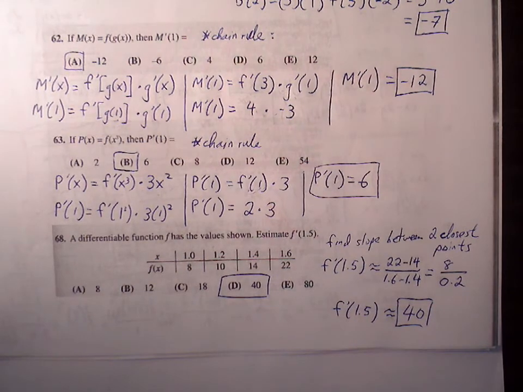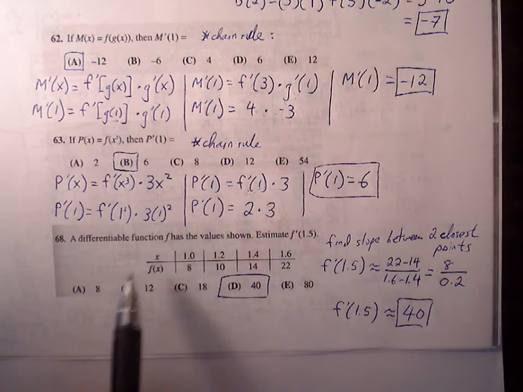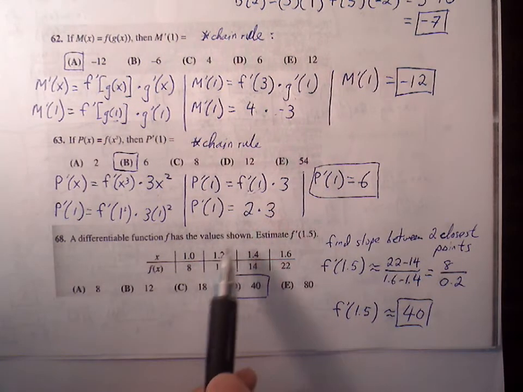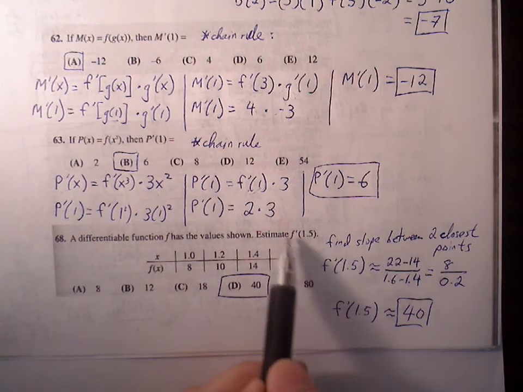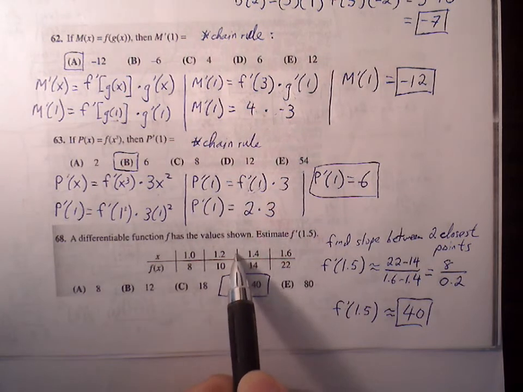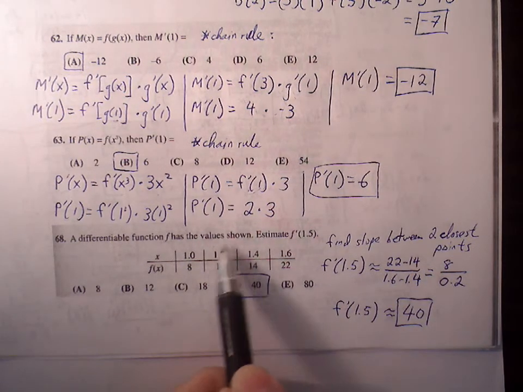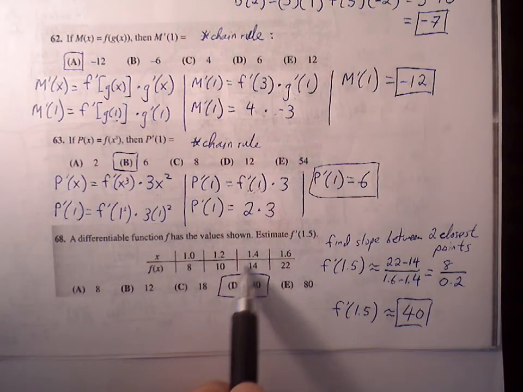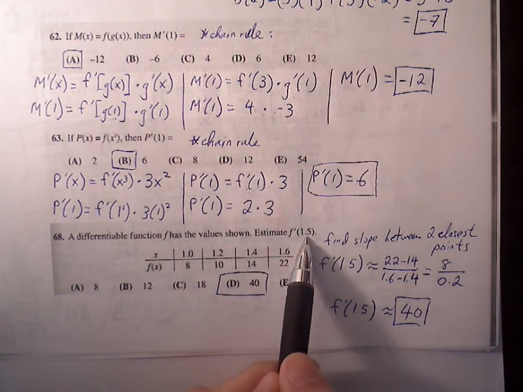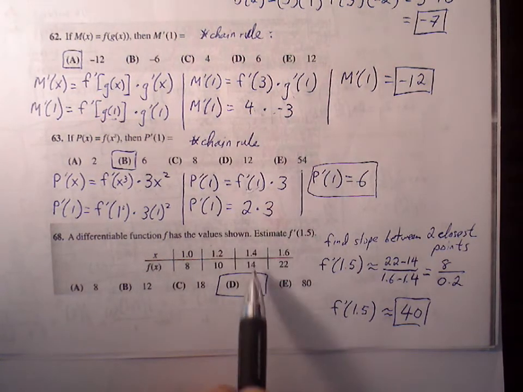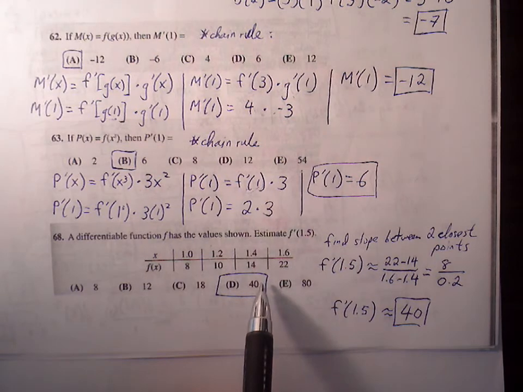68, a differentiable function is shown. So differentiable just means a smooth curve, no breaks, no sharp turns. Estimate f prime of 1.5, so we're asked to estimate the exact steepness at 1.5. Now at 1.5, we don't know the exact steepness, we don't have f prime, we can't plug into a derivative function. So the best that we can do is use the closest points from our target x value and then just find the slope, because slope and derivative are related. They're both going to give us information about the rate of change.